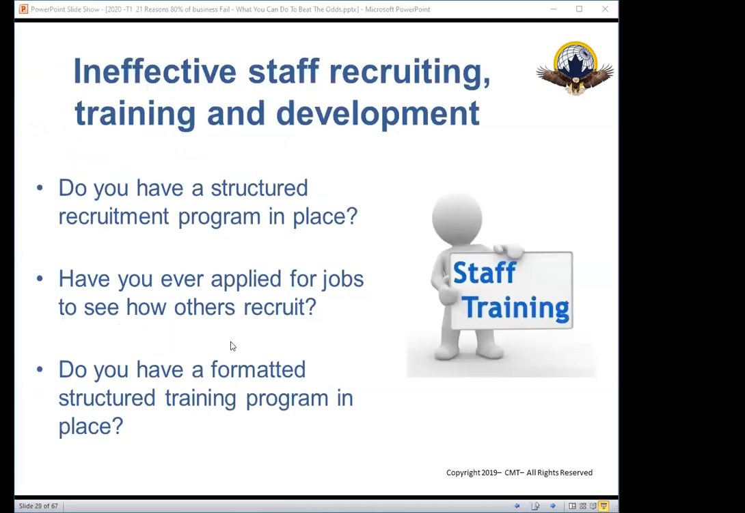Good work, HubSpot. So, ineffective staff recruiting, training, and development. This is an ongoing problem for most business owners. And by the way, this is page number 10 right now. Ineffective staff recruiting, training, and developing. Do you have a structured recruiting program in place?